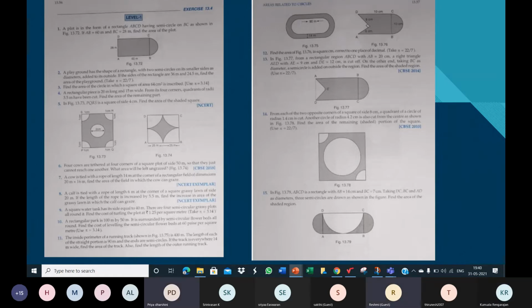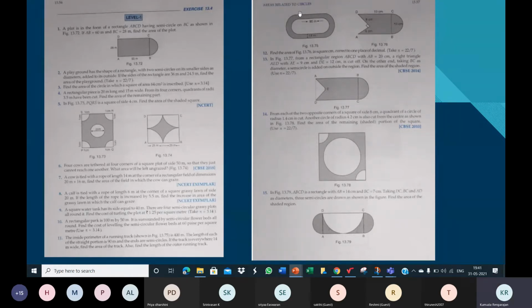Pi into R square minus r square. Pi capital R square minus small r square. And we know the values of the two r's. Now you can find the area of the track. Tell me, how do we find the length of the outer running track?